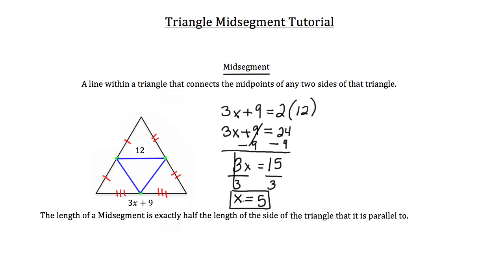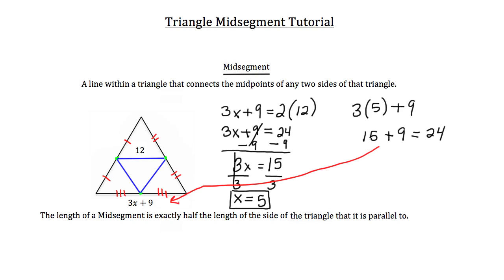If you'd like to check your work, we can just plug 5 back into x in the problem. So to do that, we'll take 3 times x, which is 5, plus 9. Well, 3 times 5 is 15, plus 9 is equal to 24. And that's exactly as it should be, because this is the length of the segment on the bottom of the triangle. This leg right here. And that is twice the midsegment opposite it, 12. So that is the important aspects of the midsegment that you should know about.